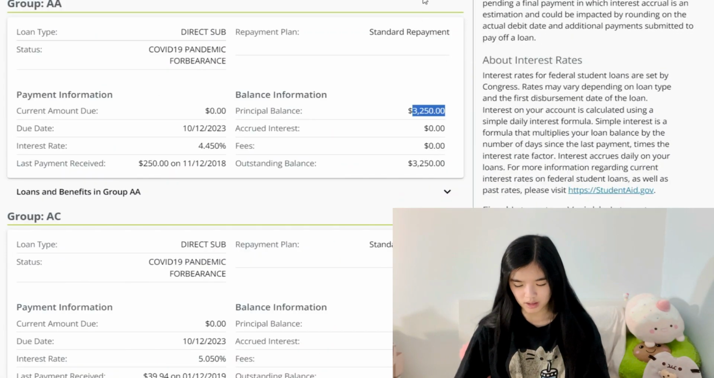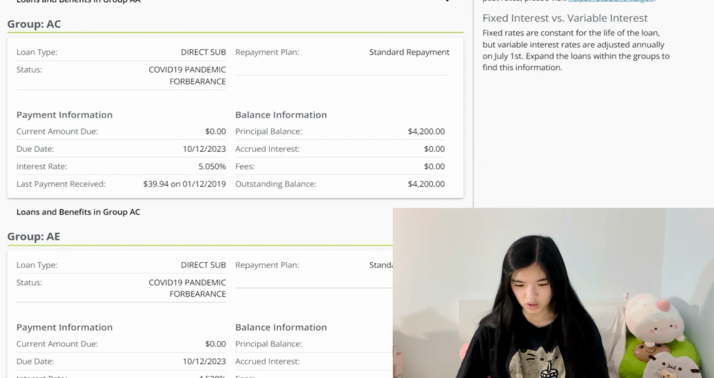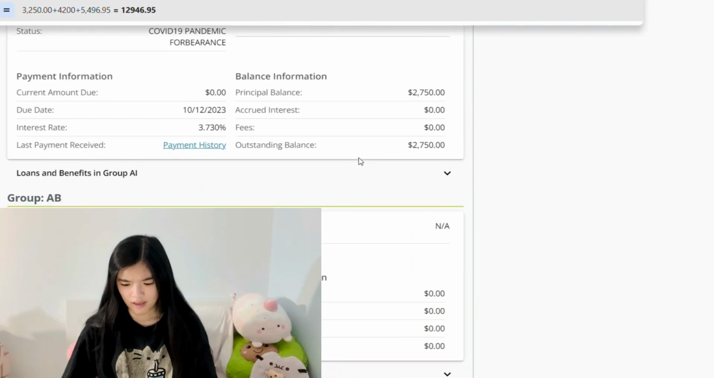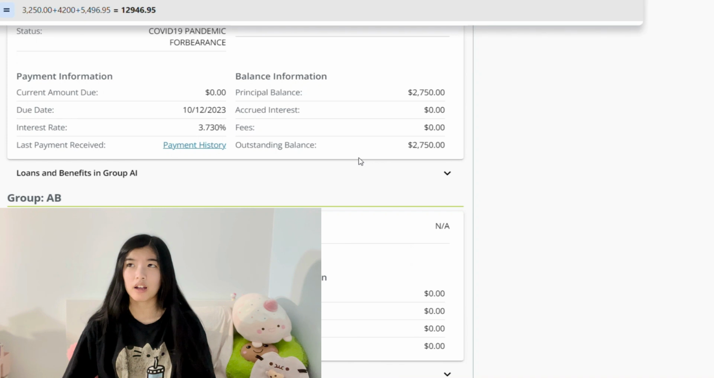So high interest rate, this one, $3,250 plus $4,200 plus the 4.5, yeah. I feel like the 3.730 is kind of high. I'm not really sure, I can't really tell. But the 2.75 I'm not worried about.